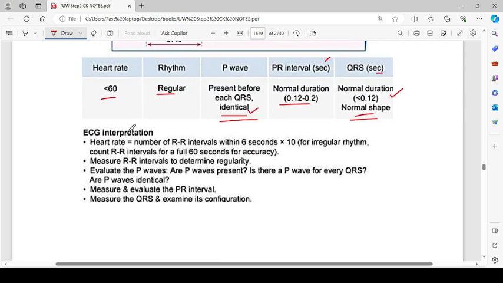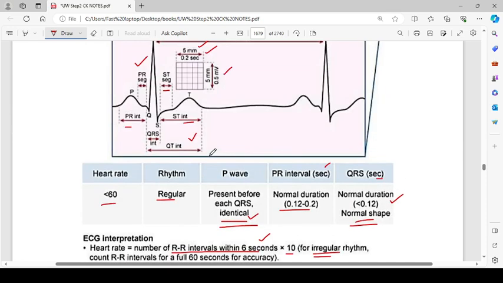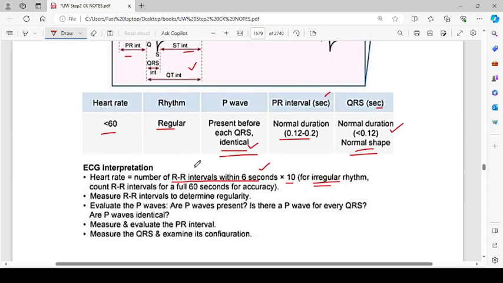The ECG interpretation: heart rate is the number of RR intervals within 6 seconds multiplied by 10. So count up till 6 seconds and then multiply that with 10, so that's the heart rate. For irregular rhythm, count the RR intervals for a full 60 seconds for accuracy.